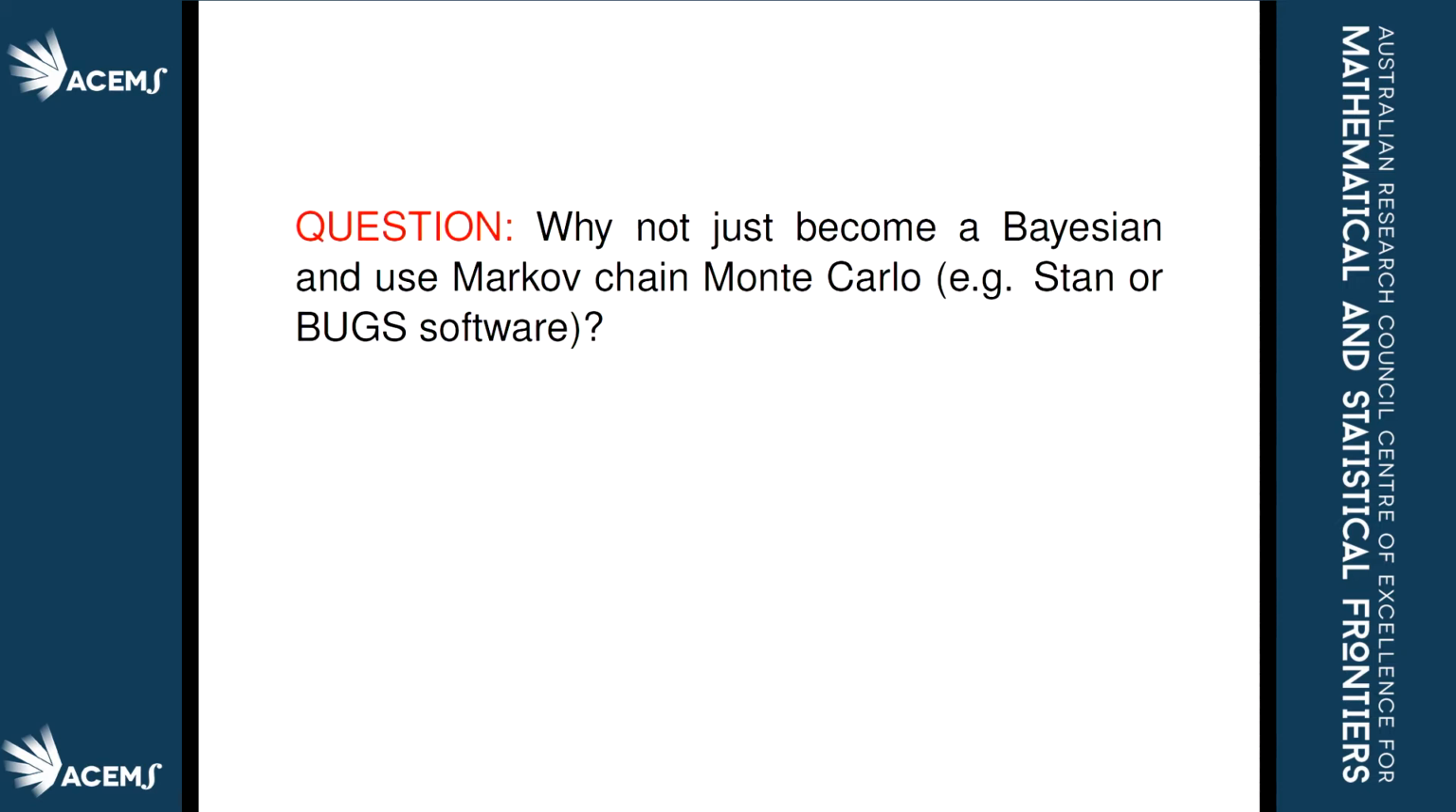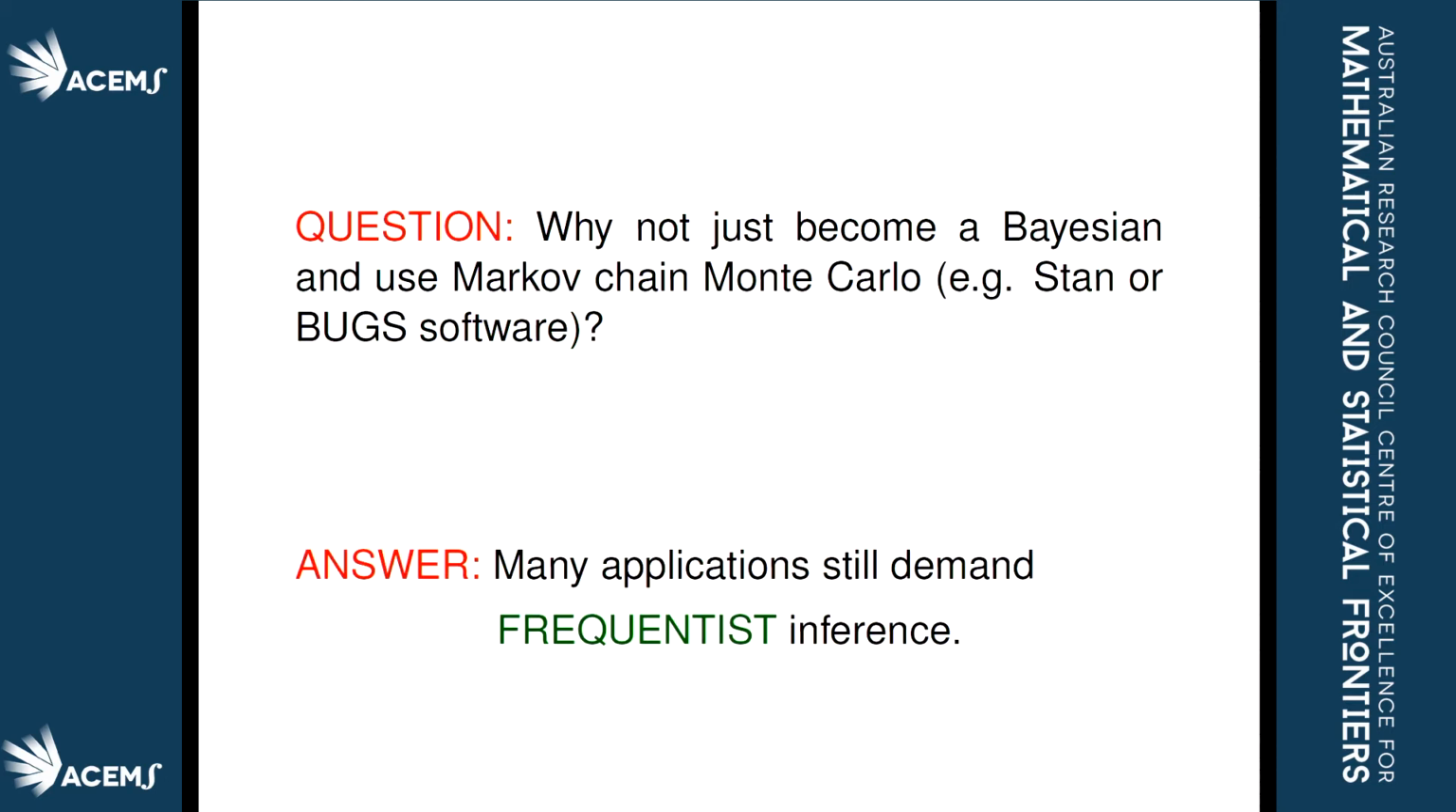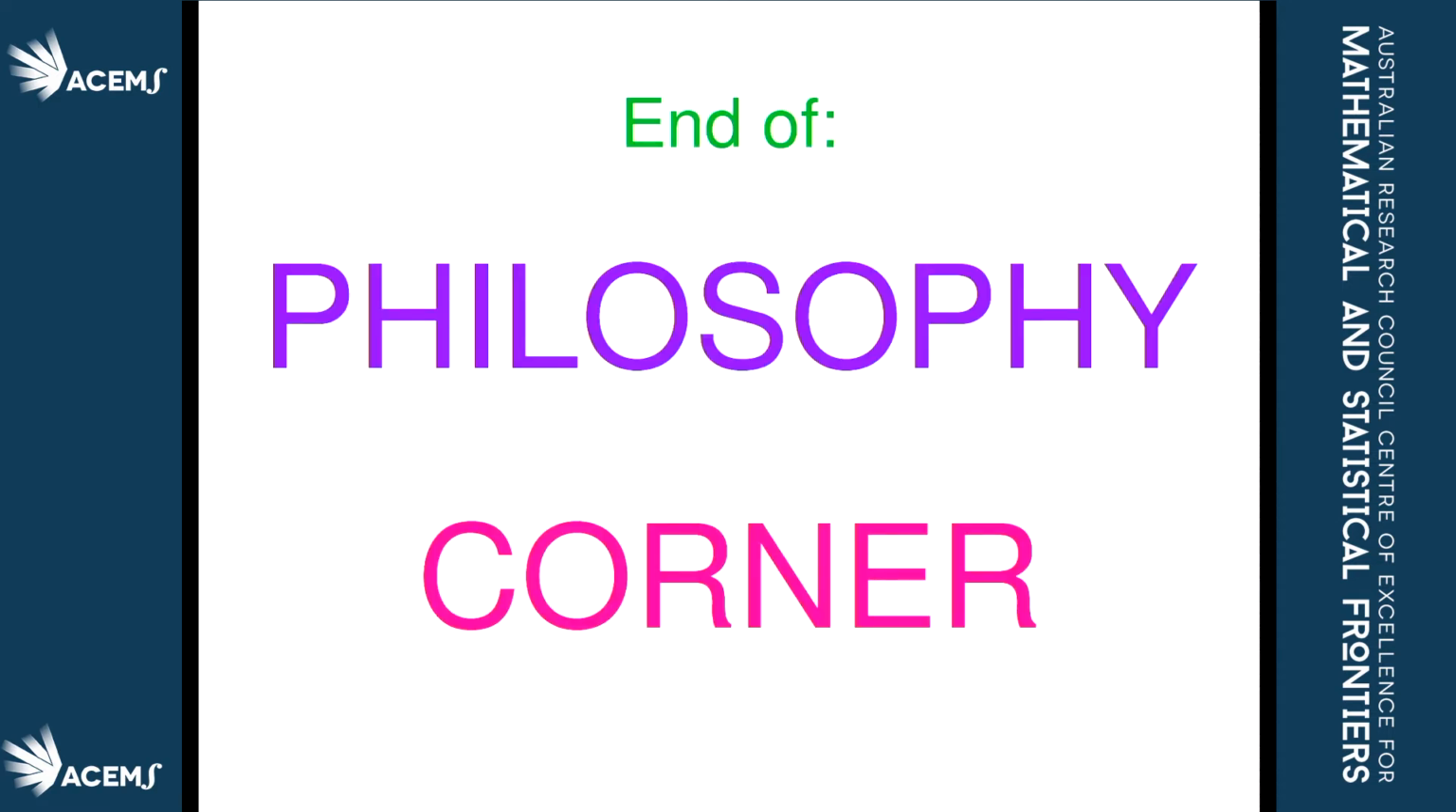So the question is, why not just become a Bayesian and use Markov chain Monte Carlo like Stan? Well, one answer is that I've even had grant proposals from various Australian applied statistics groups that say we have to do it frequentist. We need p-values, we need confidence intervals, not credible intervals. Or people who work in legal statistics say you can't say to the judge, I'm going to put this prior on my parameters, and you have to accept this as evidence. You have to be a frequentist to get it past the jury in court applications. So I'm going to put it to you that you can't just be a Bayesian totally. There are still many applications that demand frequentist inference. So that's the end of Philosophy Corner.